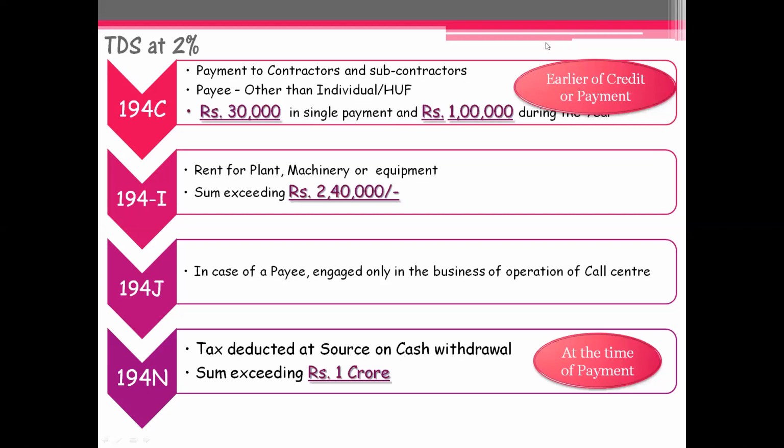So whenever there is a cash withdrawal by the assessee during the year above 1 crore, then TDS should be deducted at 2%. Since this came into effect from August, even if the assessee has already surpassed the threshold of 1 crore within August, from the very first withdrawal, the bank and financial institution should start deducting TDS at 2% from every withdrawal by the assessee.